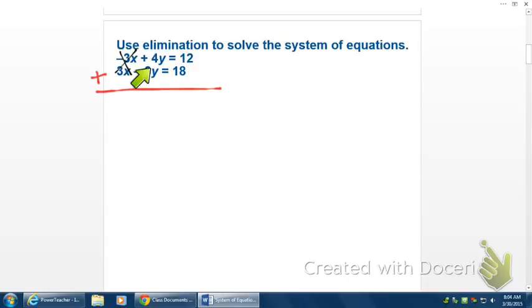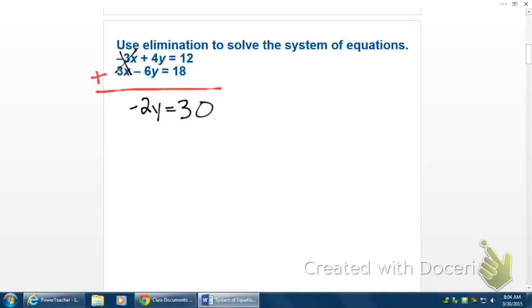Okay, let's add those values together. We come up with a negative 2y. We are also going to add the 12 and the 18. That's going to give me 30. Okay?